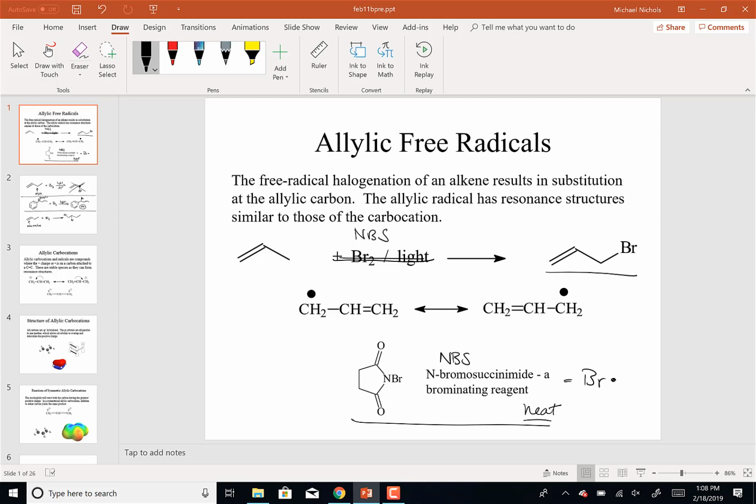Okay, so that's the end of the free radical halogenation. All right, any questions? So now let's move on to allylic carbocations.